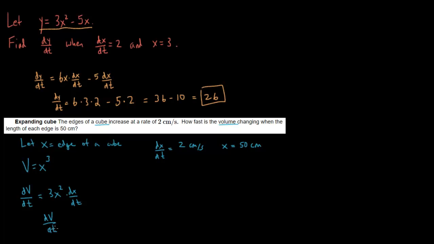is to simply plug in these things we know about. So let's see, we have a 3. x is going to be 50, so 50 squared times dx/dt, which is 2. So 3 times 50 squared times 2, so 6 times 50 squared, I get 15,000.